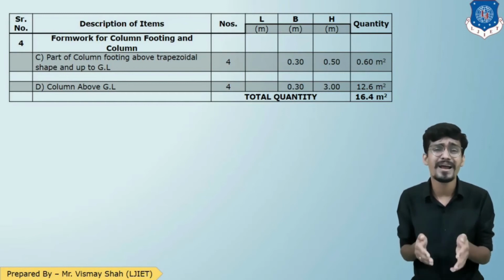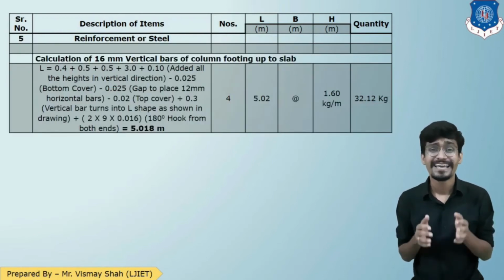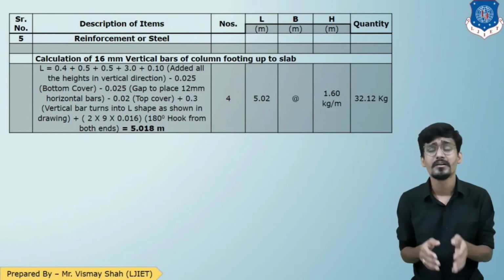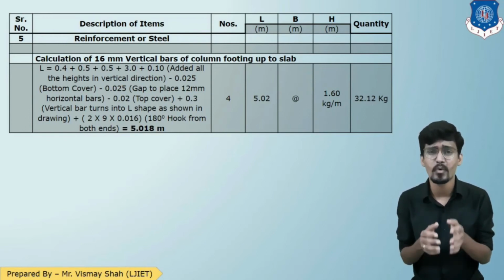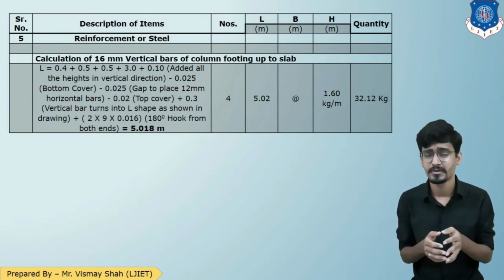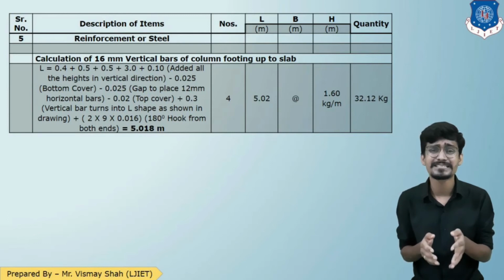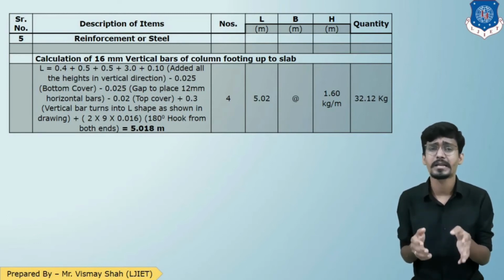Now moving to our last quantity, very important quantity, steel reinforcement work. In steel reinforcement work, first let us calculate for 16 mm vertical reinforcement, which are 4 in numbers. So I have already written 4 in column of numbers. Now let us discuss the length. Now, as we are talking about the vertical reinforcement, let us see the section again.